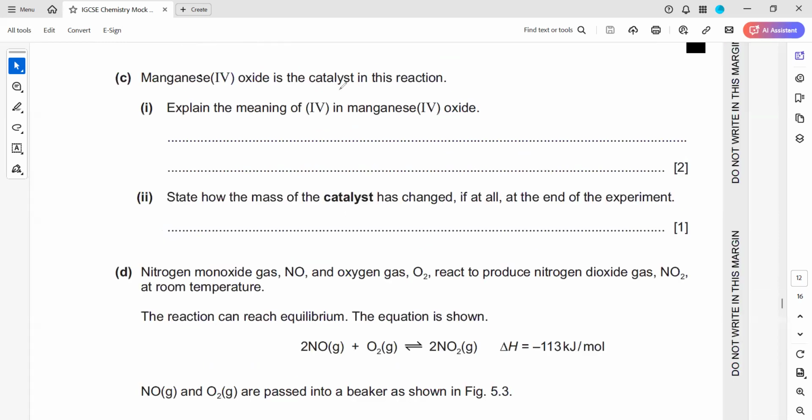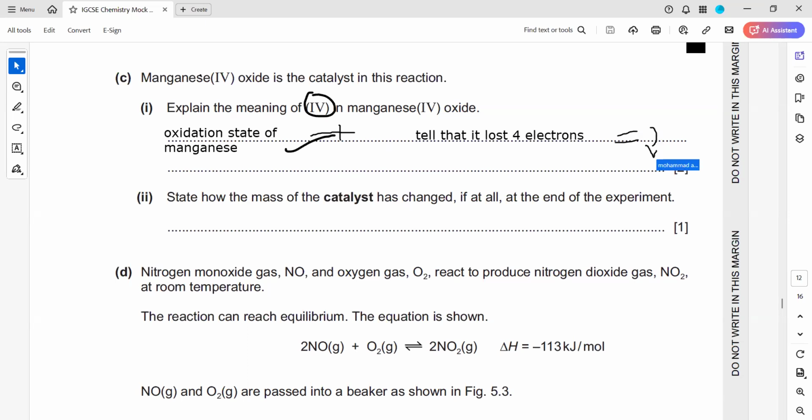Manganese(IV) oxide is the catalyst in this reaction. Explain the meaning of the Roman IV here. That is representing the oxidation state. It has lost 4 electrons, that's fine, but mainly when a Roman numeral is there, it is representing the oxidation number. And what is the oxidation number? It's plus 4. So it lost 4 electrons, so the oxidation number is plus 4.